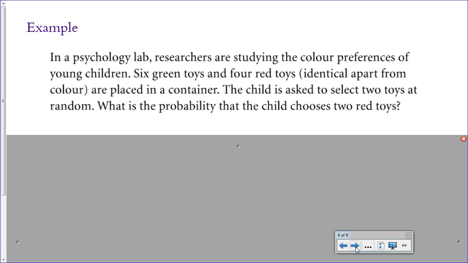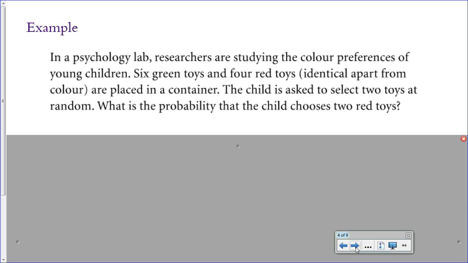Here's a simple example that goes on the concept of conditional probability, but you won't need a Venn diagram or the formula to do it. It's pretty simple. We have 6 green toys and 4 red toys placed in a container, and a child is asked to select 2 toys at random. So this you can think of as an event followed by another event. Even if the kid selects 2 toys at the same time, the selection of one actually does change the probabilities for the selection of the other.